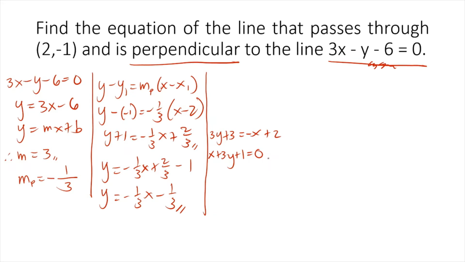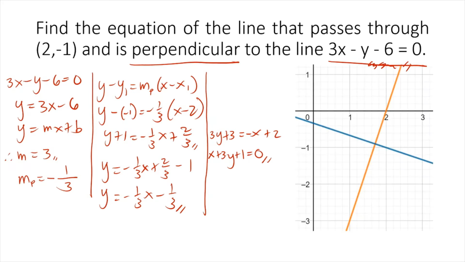If we graph this equation and this equation using a graphing calculator, then we get these lines. The orange line is 3x minus y minus 6, the given line, and the unknown line that we solved is the blue line, x plus 3y plus 1 equals 0. As you can see, they are perpendicular with each other. And then let's check if the blue line really passes through the point (2, -1). So we have 2 and then negative 1. Check.